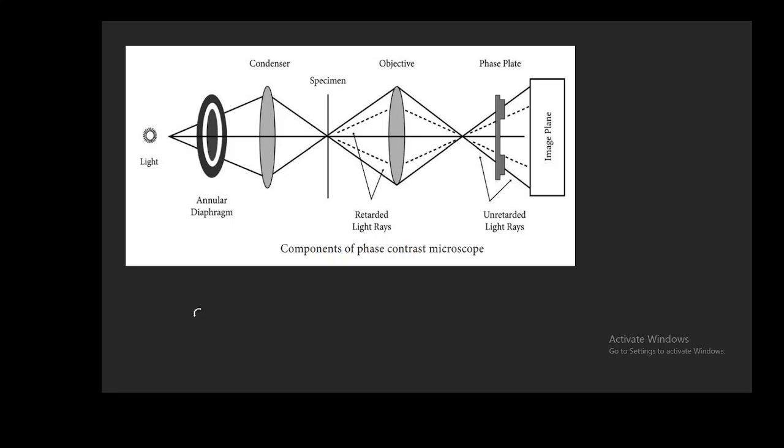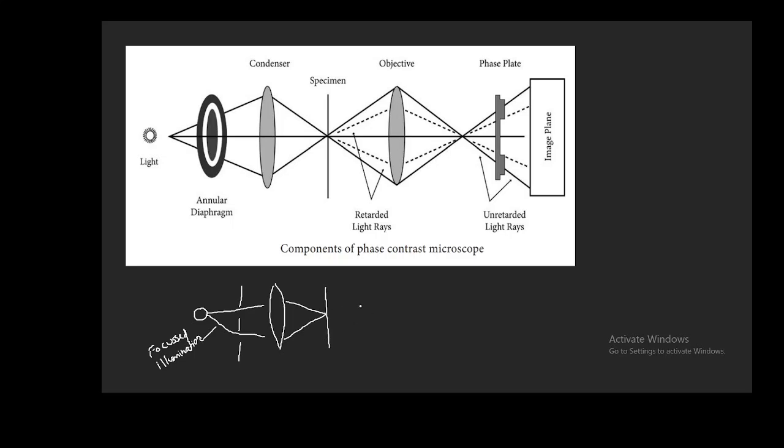Suppose this is your light source, this is the condenser annulus, it has basically the slit. The light will only pass through these slits. So you can say the focused illumination is there. So that is the region the condenser annulus or the annular diaphragm is placed. Then it will hit the condenser lens, and this condenser lens will condense the light towards the specimen.